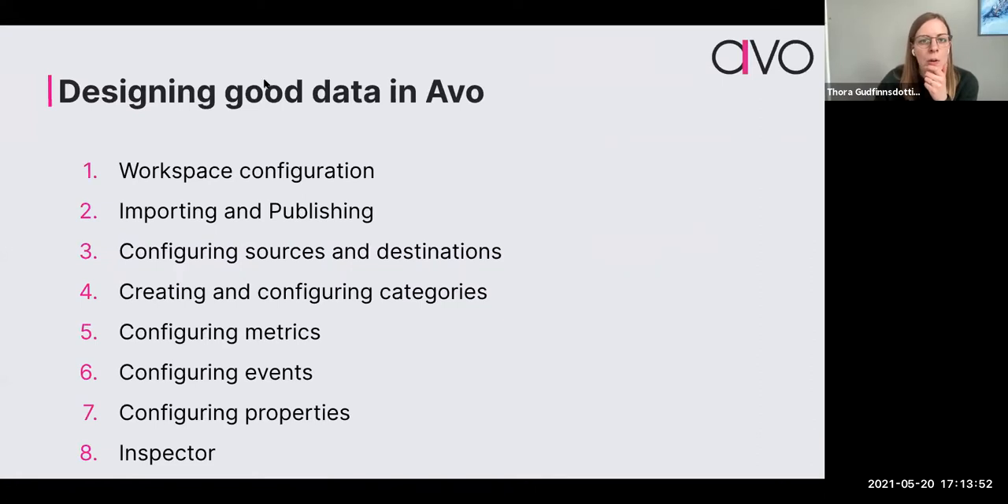All right, so these are the 8 things that we're going to be covering regarding designing good data in Avo. That's workspace configuration, importing and publishing, configuring sources and destinations, creating and configuring categories, configuring metrics, configuring events, configuring properties, and inspector. So a lot of configurations here.